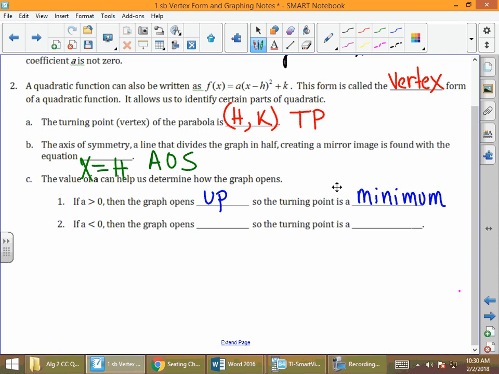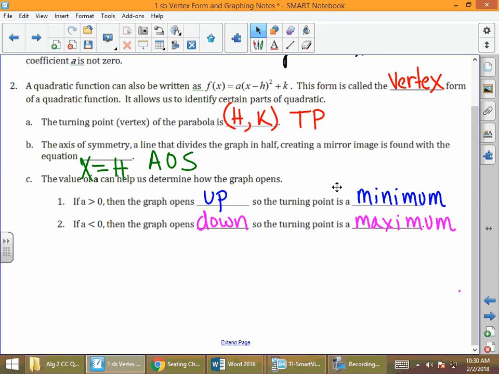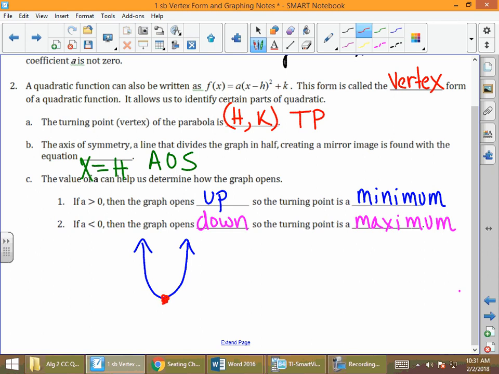If a, the number in front of our parentheses, is less than 0, our graph is going to open downward, and our turning point, consequently, is going to be a maximum. So what happens is our picture is either going to look like this, where our turning point is the lowest point on the graph, or our quadratic is going to look like this, so opening downward, where our turning point is the highest point on the graph.